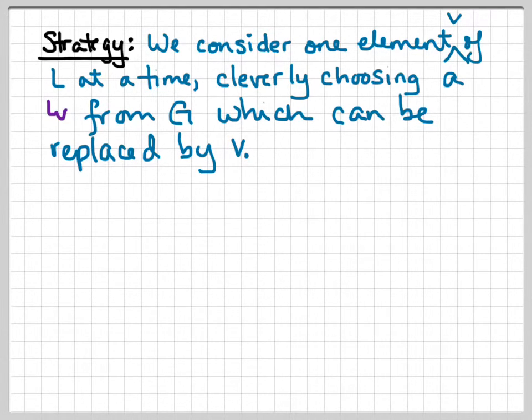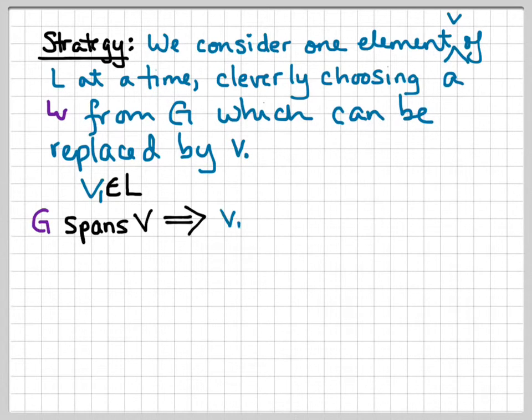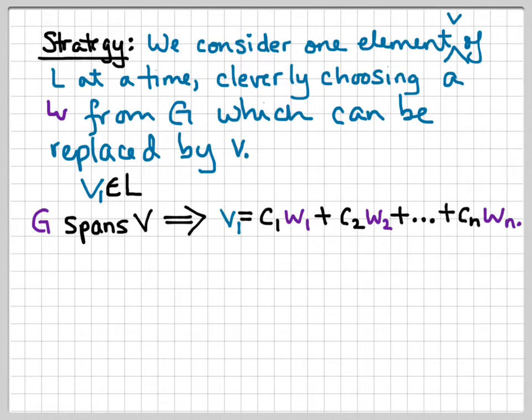So we can't just do it at random, we have to think about how we choose that W. Okay, well we'll start with V1. Why not? We'll just pick V1. G spans the whole set, so I can write V1 as a linear combination of elements of G. So there's V1 written as a linear combination of elements of G.